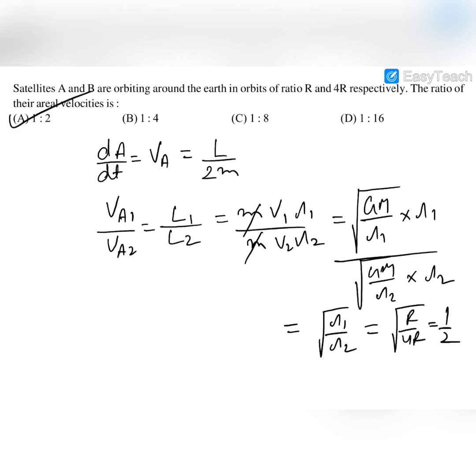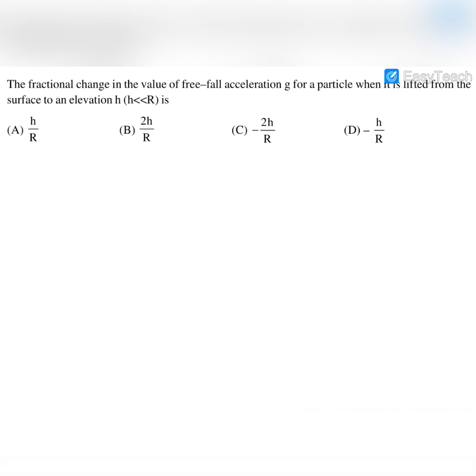Now we move on to the next question. In this question, you can see that a particle is lifted from the Earth's surface to a height h, and h is very less than R. We have to find out the fractional change in the free fall acceleration of that particle. So we know that if h is very less than R, then g dash is equal to g into 1 minus 2h by R. This formula is valid, and we have to find out the fractional change in the value of acceleration due to gravity.